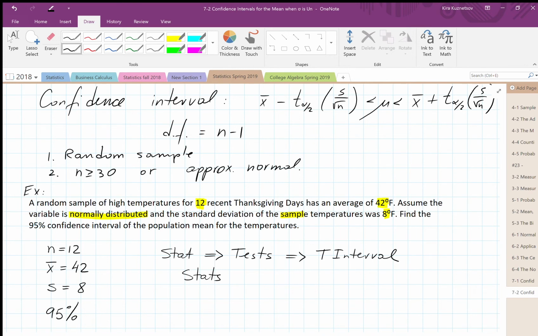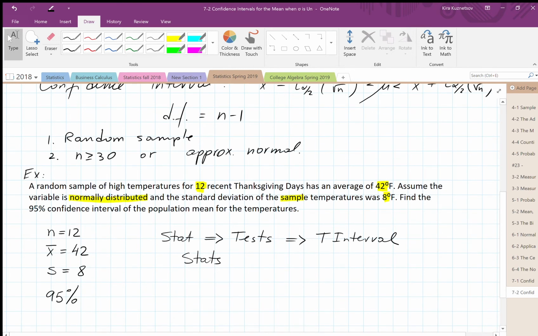It's going to take its time because the calculator needs to regenerate a t-distribution according to the degrees of freedom.